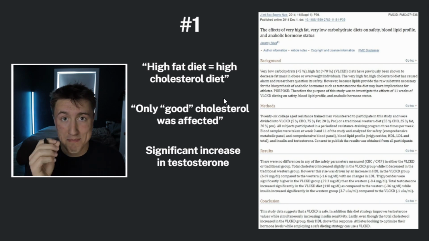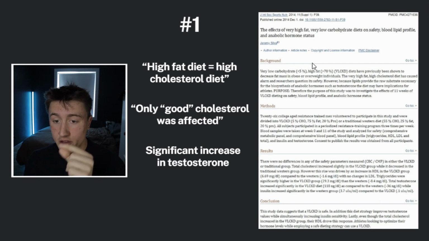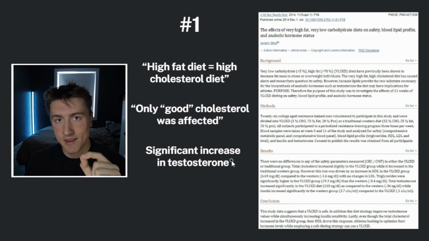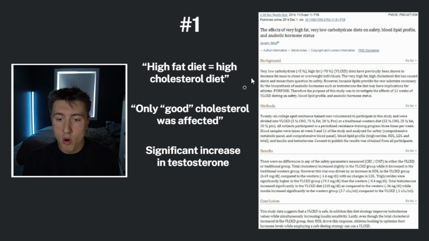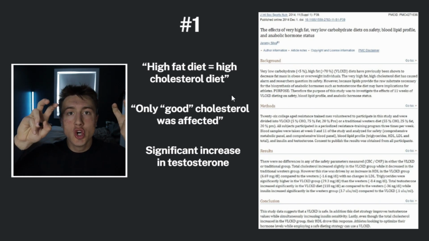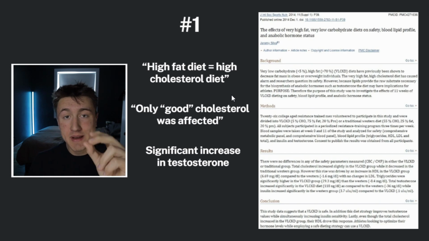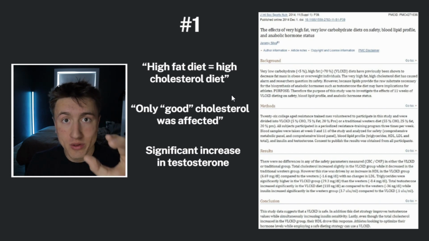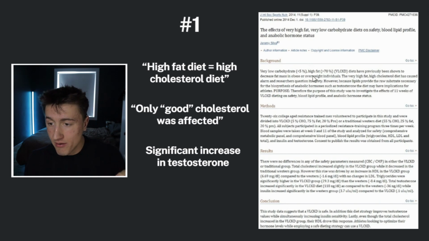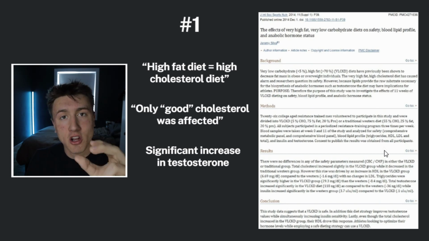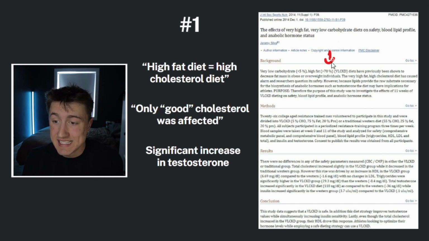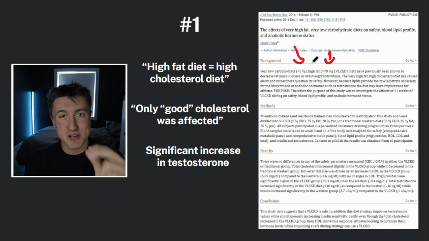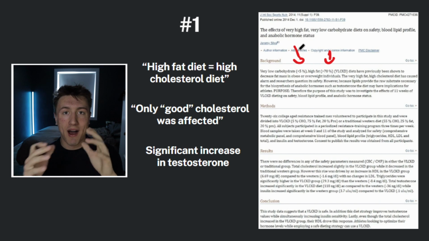Now, cholesterol has a bad rep, but in this study, not only do we see a significant increase in testosterone after 11 weeks on this diet, but we also see that only the good cholesterol was affected. This means that there was no decrease in health. As a matter of fact, over here I think it's written, the bad cholesterol was not affected at all by this diet. And this diet is a 70% fat diet and only a 5% carb diet. So a low carb, high fat diet.